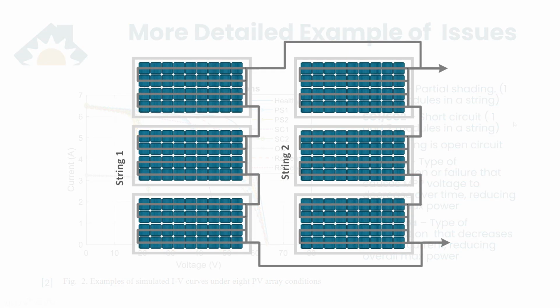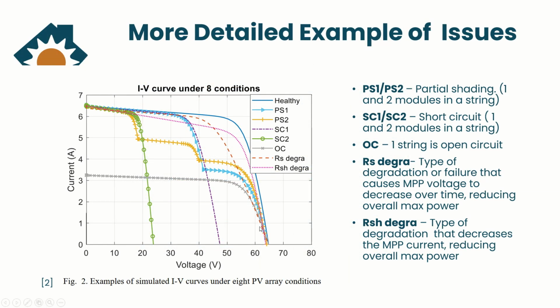This graph is simulating issues that have occurred on a small array that is made of 3 modules per string and 2 strings total. These modules are made of 32 cells with 2 bypass diodes in each one. So if a bypass diode were to be activated, it would remove half of the cells within the module from the circuit. When we're talking about a module in a string, or talking about a string in general, we're talking about the 3 modules connected in series. All right, let's get back to the graph.